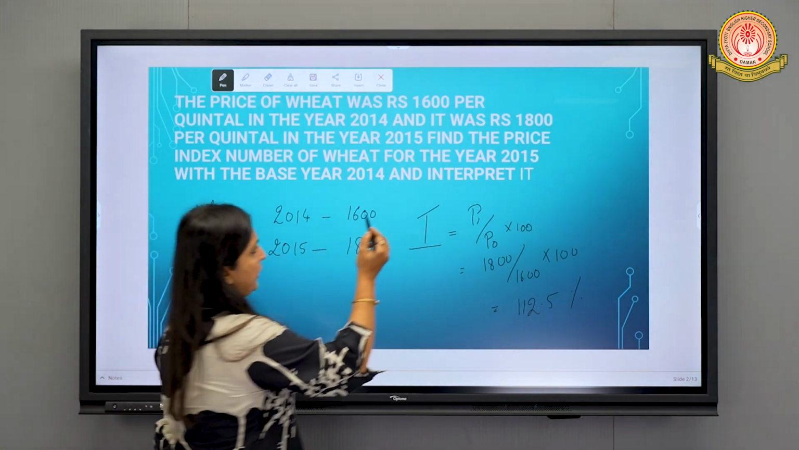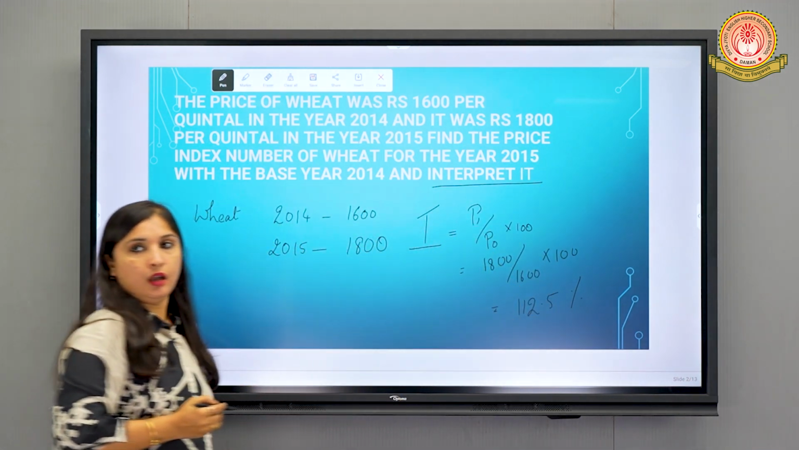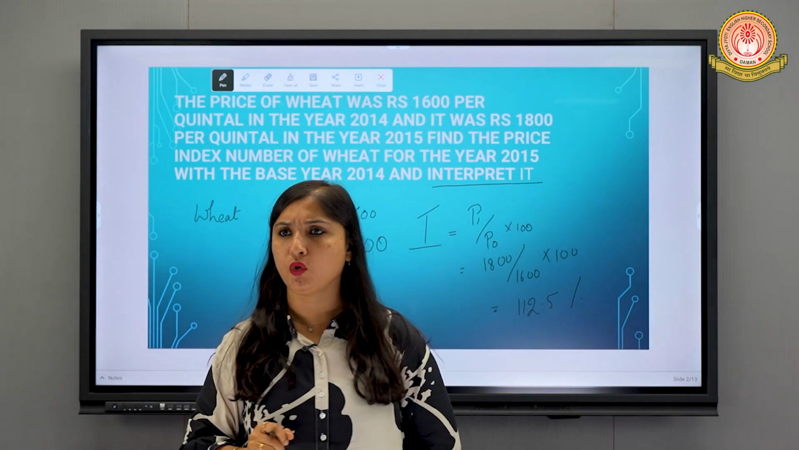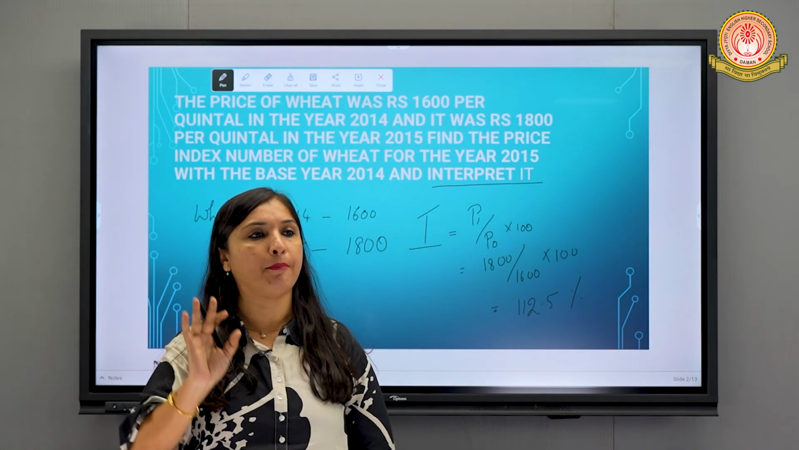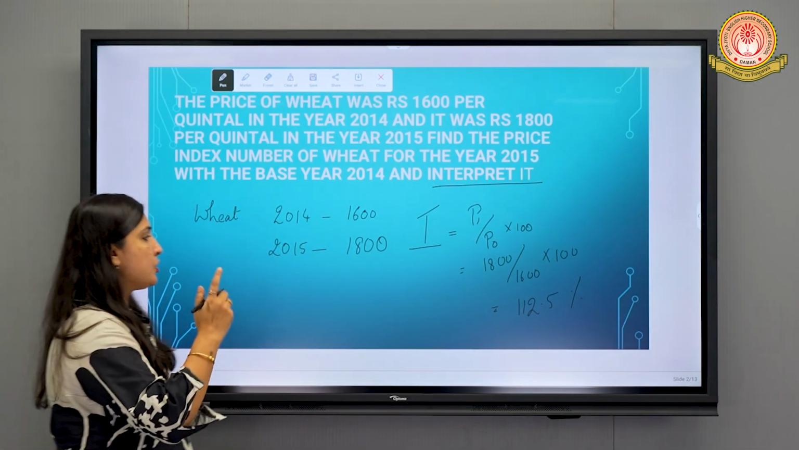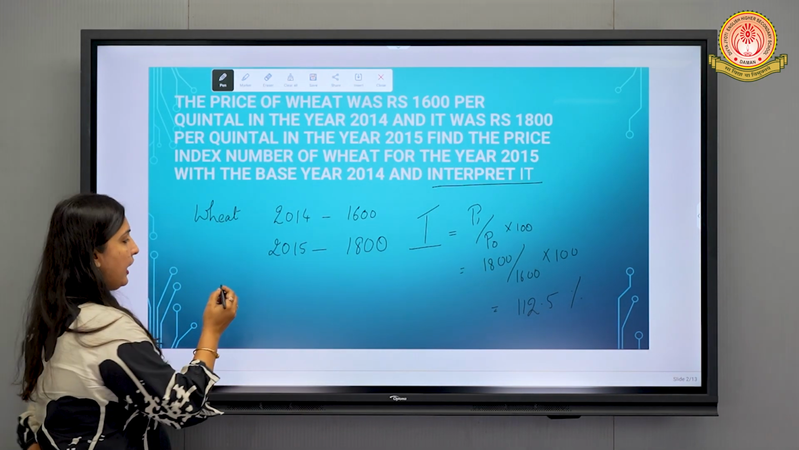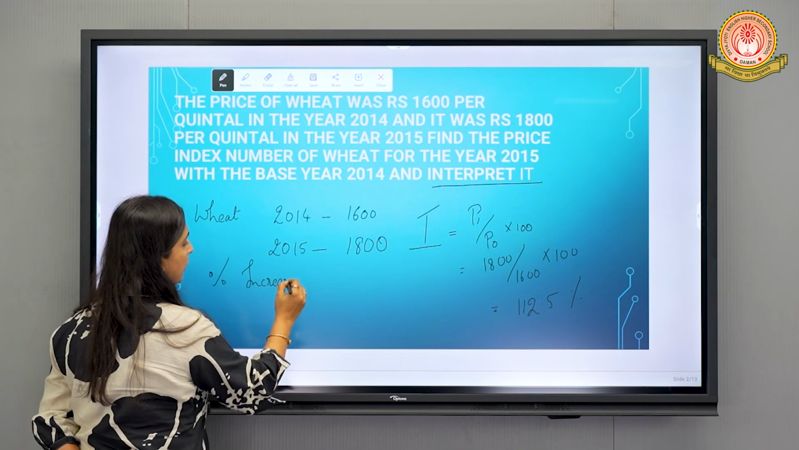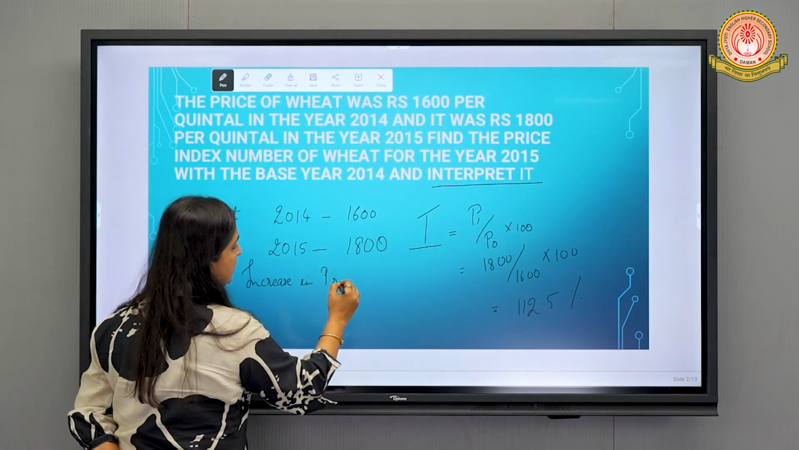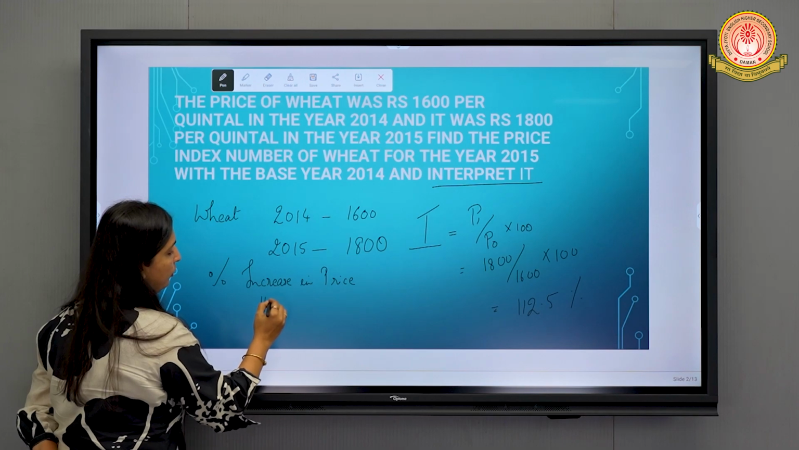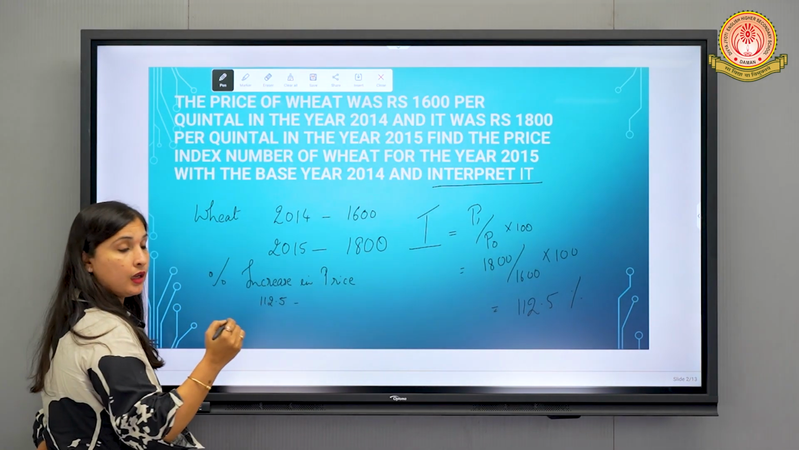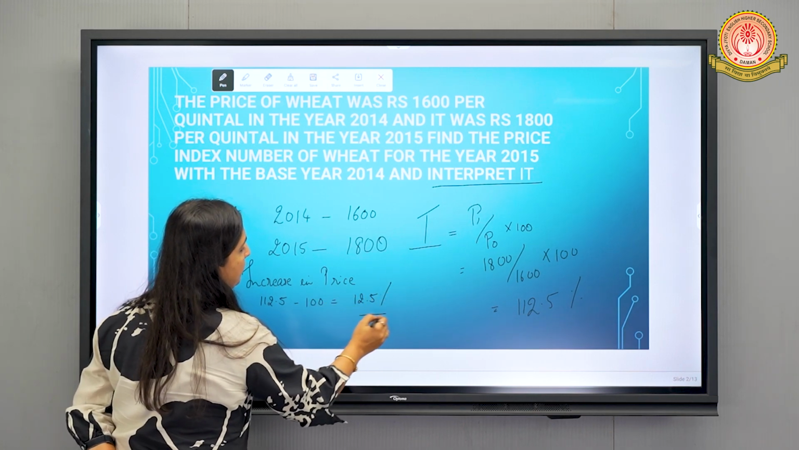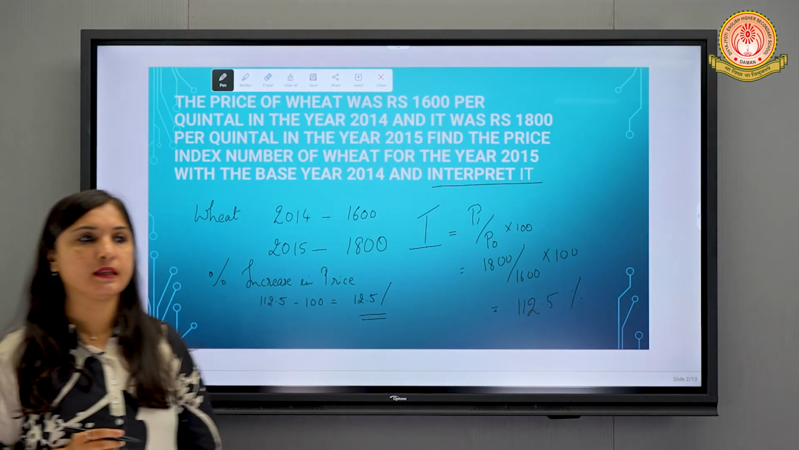And the last step was to interpret it, right? In every sum, remember to write the interpretation. Here it was specifically mentioned to write the interpretation, but usually you should keep a habit of writing it. How will we write the interpretation? We have to write the percentage increase in price, and to get it we have to subtract 100. So the percentage increase will be 12.5%.